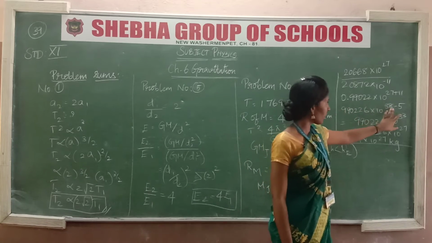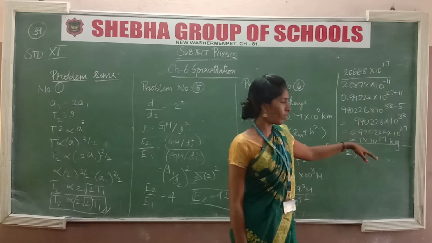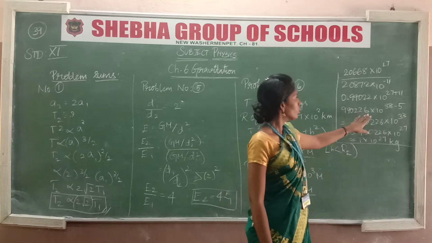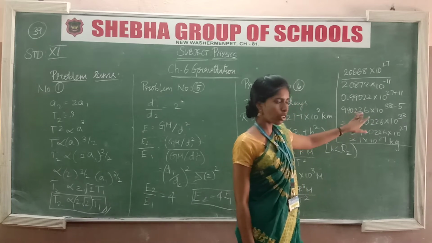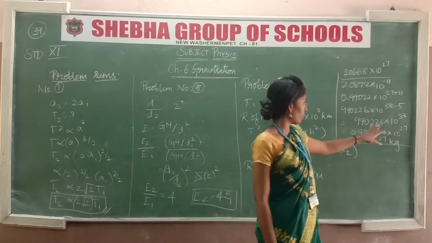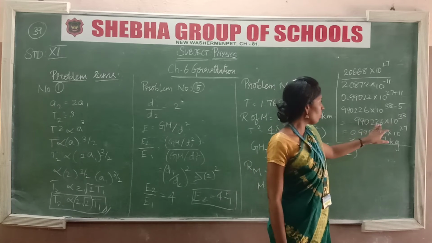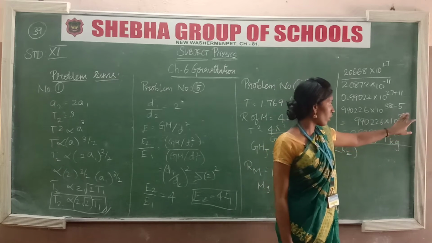So 38, after that we subtract 5 from it. So when we subtract, the 0 point cancels out. So we round this off. Okay, so when rounding off, the power of 5 will be minus. So when we subtract, the final value is 990226 into 10 to the power of 33.